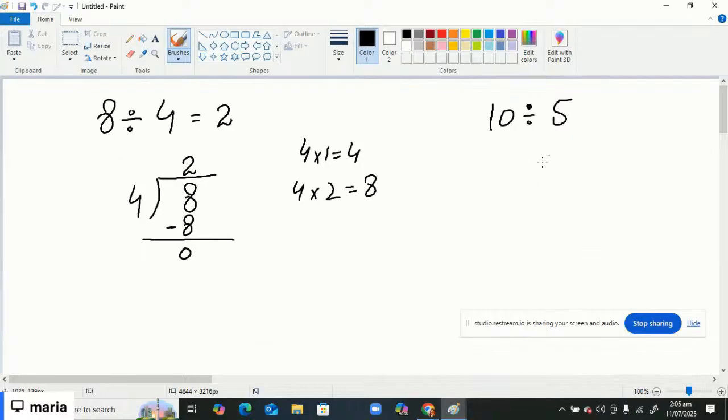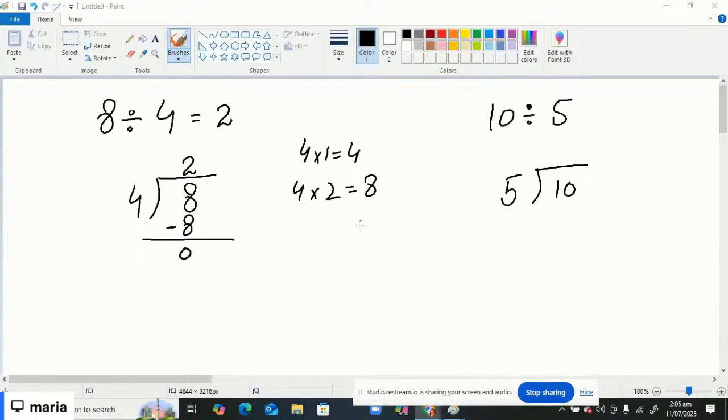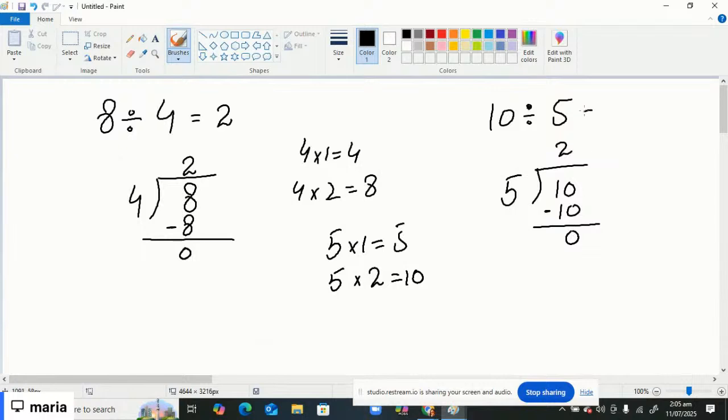Now let's start the next, 10 divided by 5. So I'm going to put 10 inside and 5 outside. Now write down the table of 5: 5 times 1 is 5, then 5 times 2 is 10. So 5 times 2 is 10. Now we subtract, and the answer is 0. So the remainder is 0. So that answer is 2. Okay.